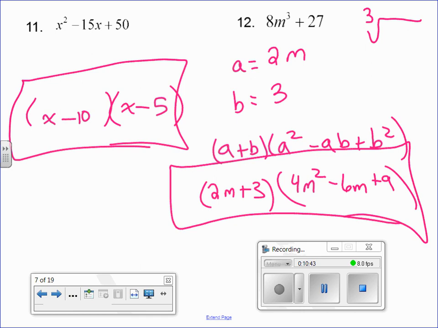So we're going to stop it right there. We're beyond halfway because there's 23 problems. So that was the perfect goal that I had for today.